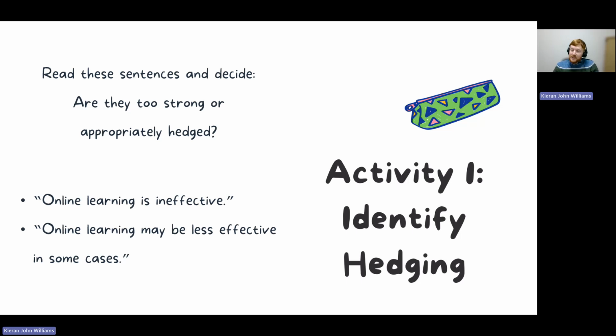Online learning may be less effective in some cases. So instead of saying it is ineffective, you've made it a much smaller claim that it is less effective in some specific situations. So this is more cautious. Okay. So the second one is really what we're aiming for here.